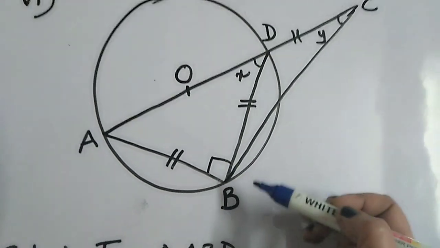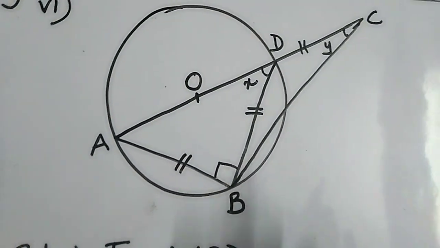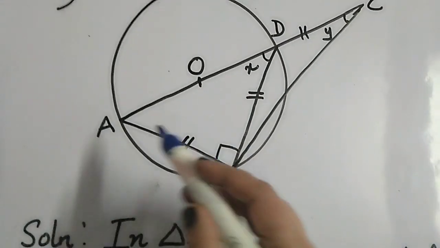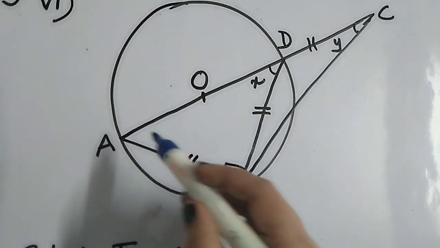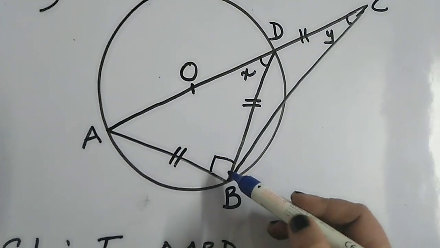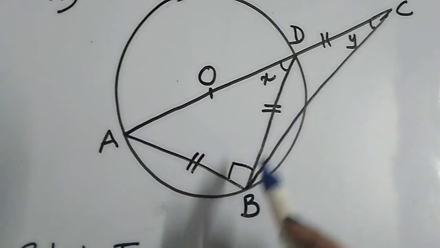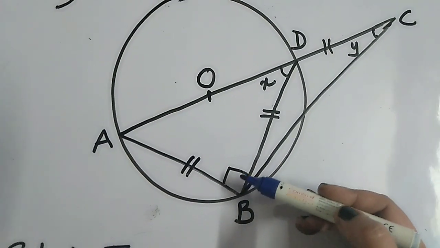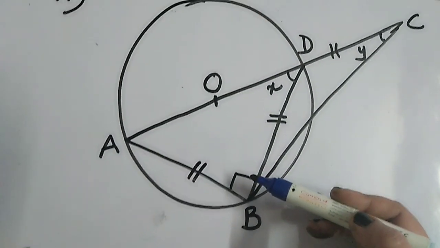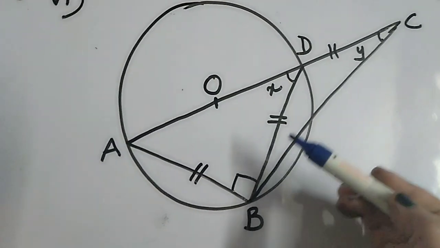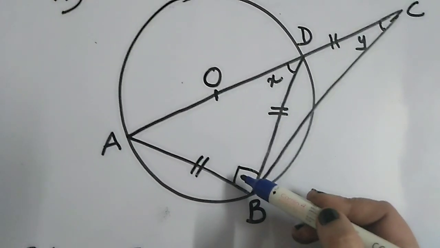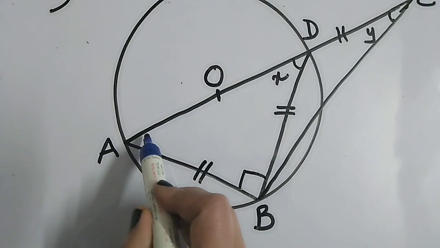Why is ABD 90 degree? It is not given. Yes, we are using the concept that we have learned, that angle in a semicircle is a right angle. Now what can you say about triangle ABD, children? Two sides are equal, one angle is 90 degree. So what type of a triangle is it? Yes, it is an isosceles right angle triangle. One angle is 90 degree, this is x. So this also becomes x.